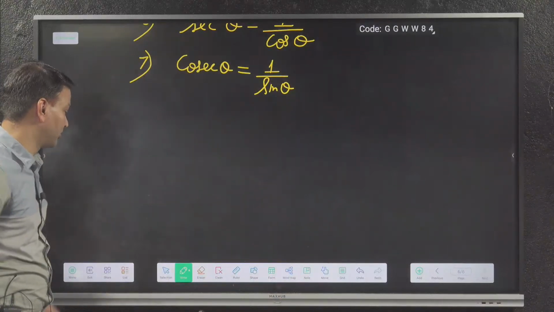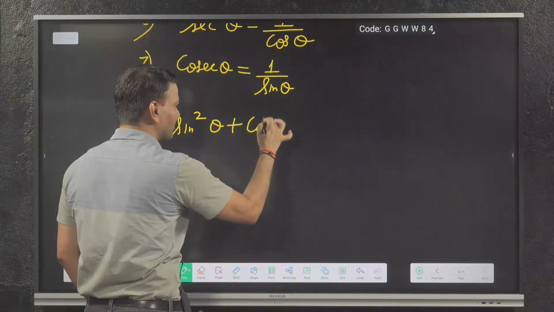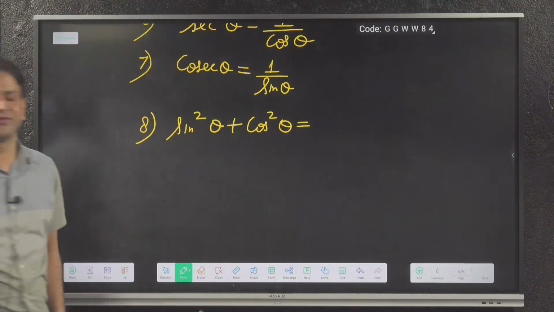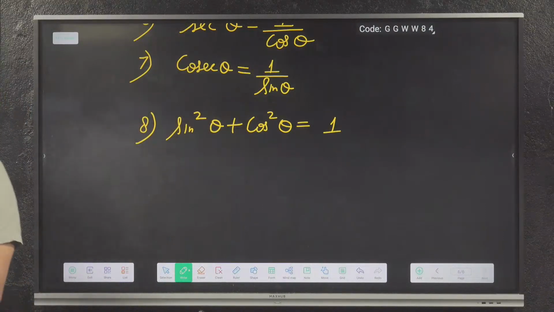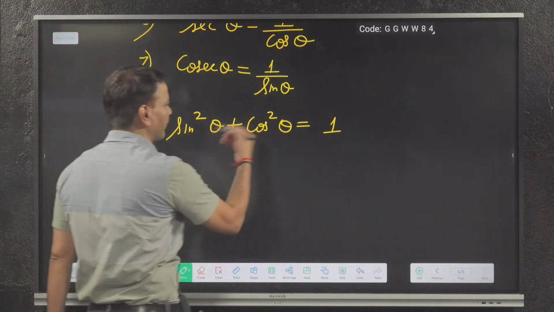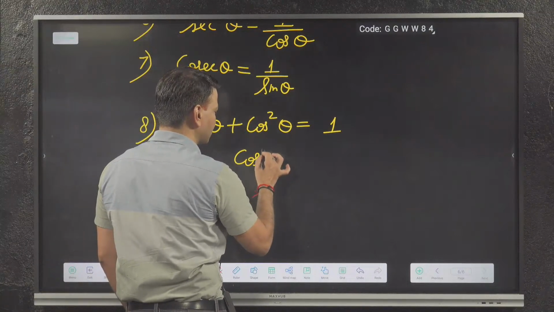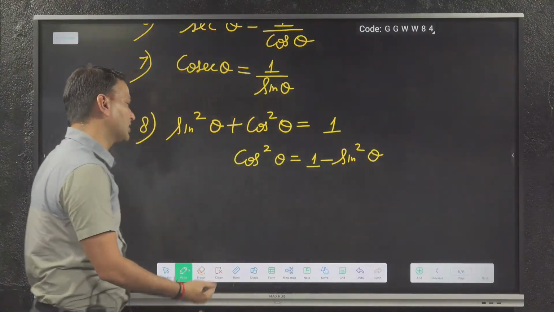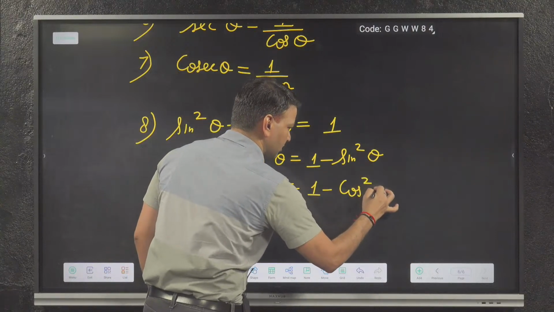Next formula that is in your blood, I think. Sin square theta plus cos square theta. This everybody knows. Sin square theta plus cos square theta is 1. Good. Or if sin square theta is required or cos square theta is required, we can use the formula: cos square theta is equal to 1 minus sin square theta, or sin square theta I can say 1 minus cos square theta.